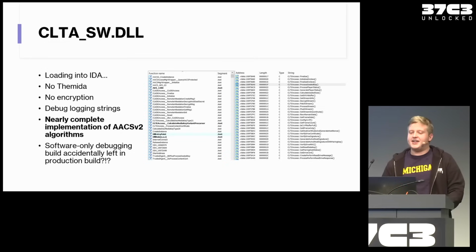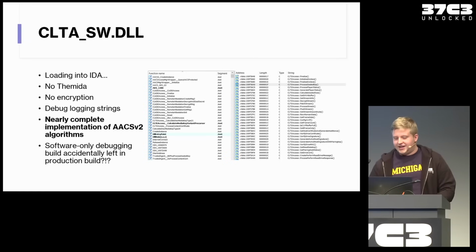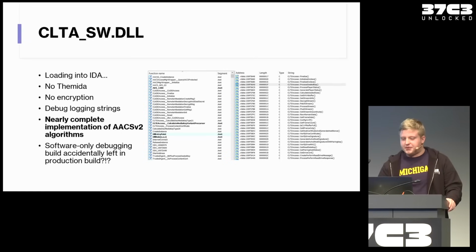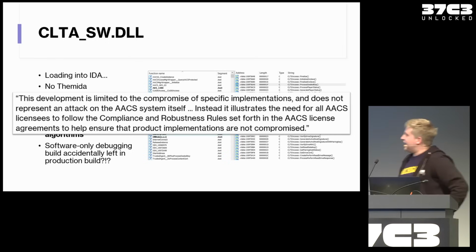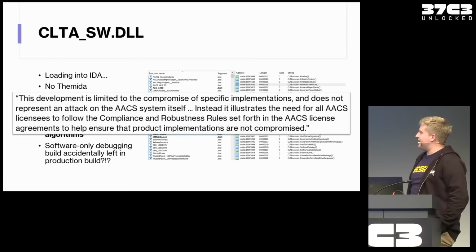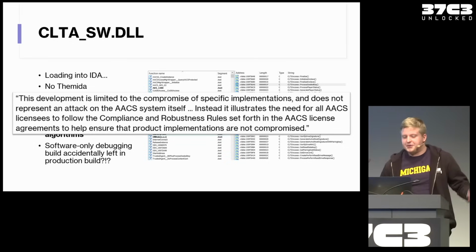We hypothesized that it's a software-only implementation from before they put it through the SGX compiler to lift out the trusted parts into enclaves, and they must have accidentally left it in their production build. And that makes me think back to this statement. I don't think this is compliant with the robustness rules set forth in the AACS license agreement, but I could be wrong.